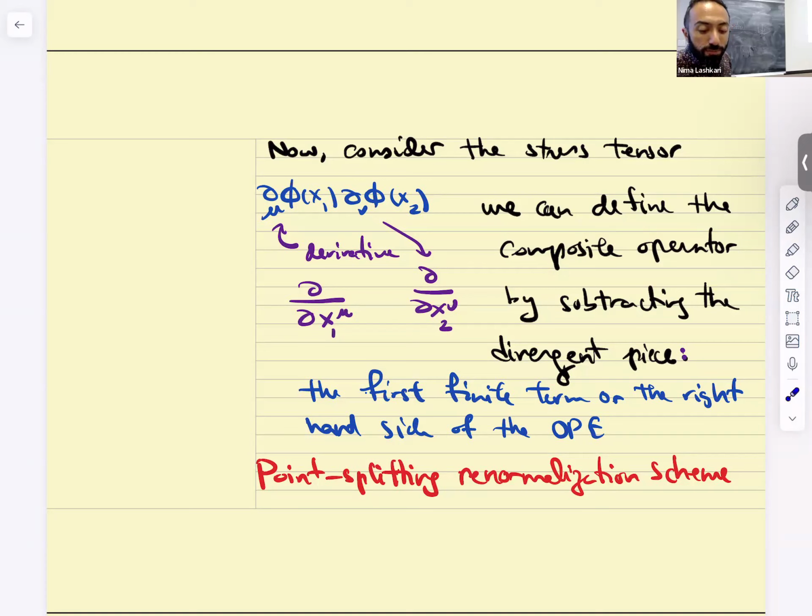So what we do is we define composite operators by subtracting all the UV structure. But the UV structure is dictated completely using the OPE. Good? Any questions?